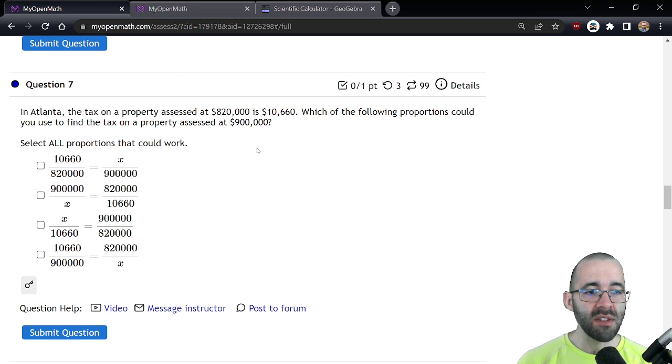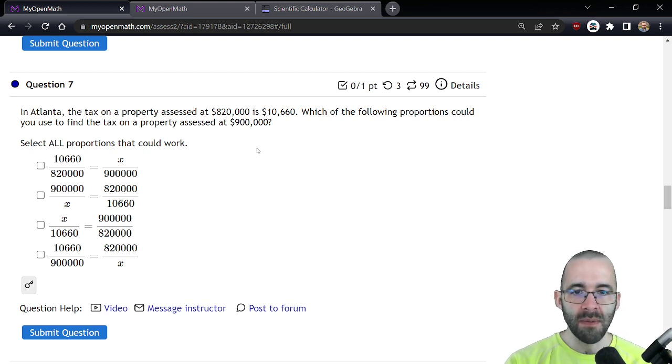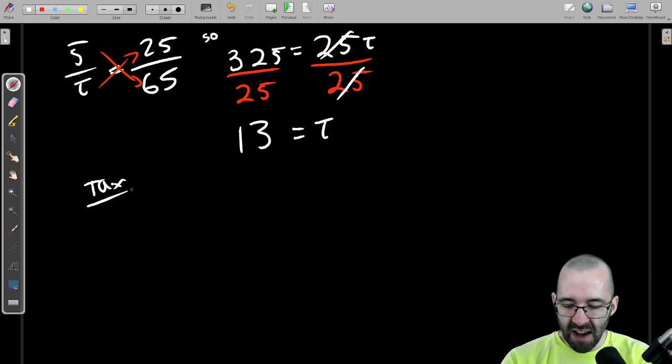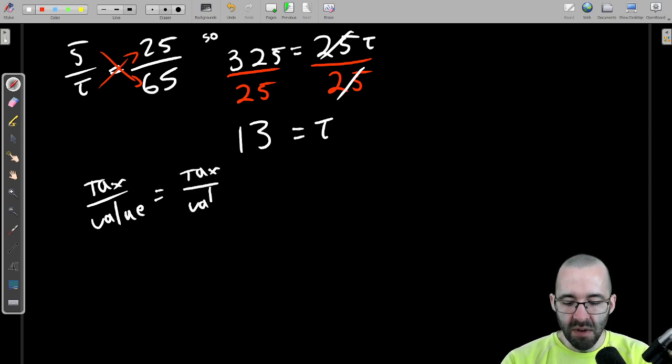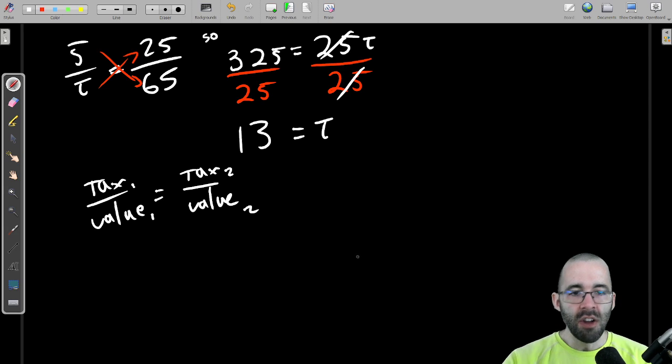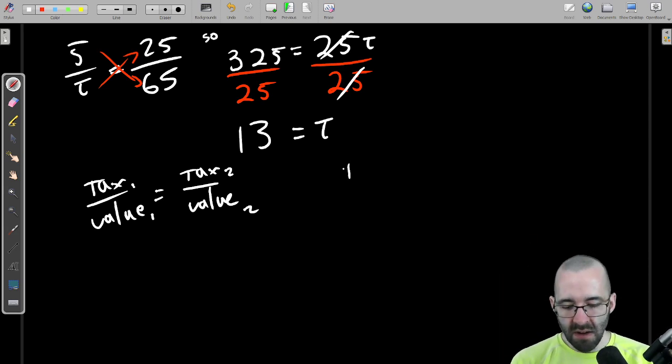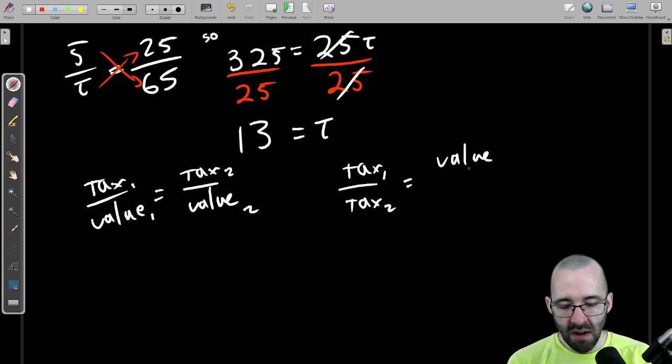So there's a lot of different ways that you can set this up. The idea is to set these proportions equal to each other. So one of the ways that you could do this was tax over value equals tax over value. Let's say tax 1, value 1, tax 2, value 2. You could flip these upside down. Now it would work too. You can do tax 1 over tax 2 equals value 1 over value 2.